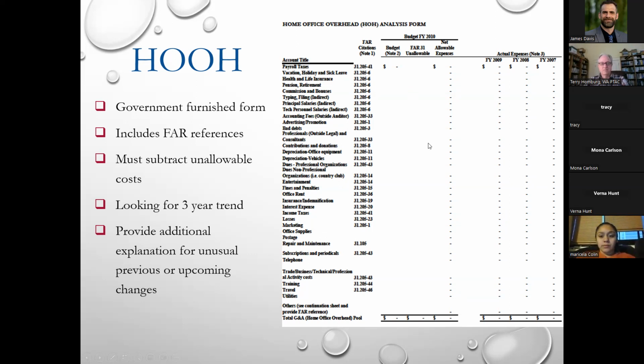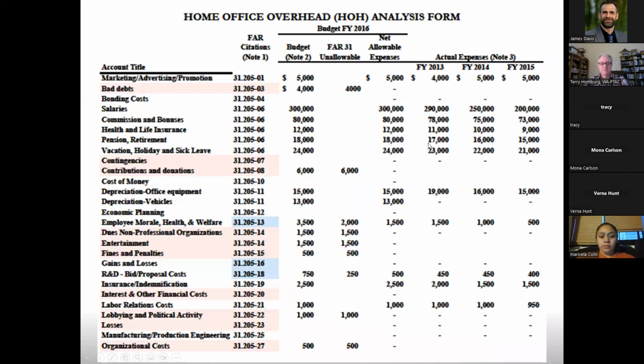So we have this form. We can give you this form. This is what you would be doing, and you can see that I've tried to highlight in pink the ones that are unallowable, just to help you out. The ones in blue are allowable under certain conditions. And the ones in white are allowable.